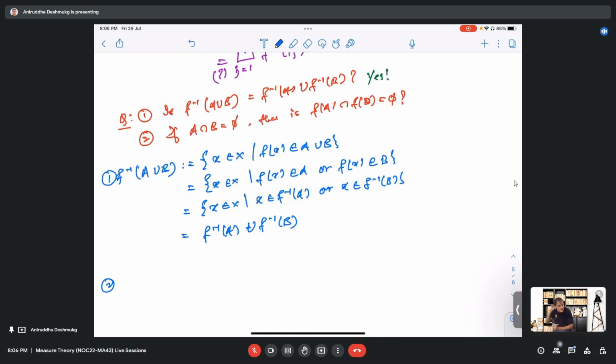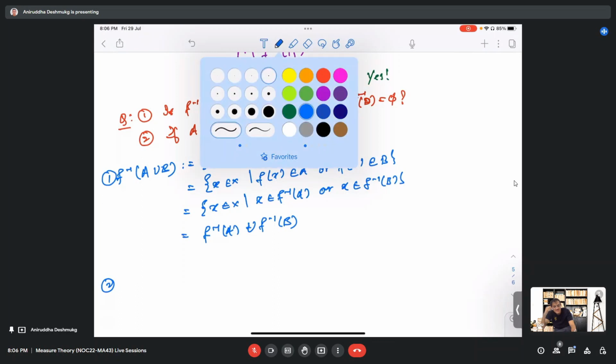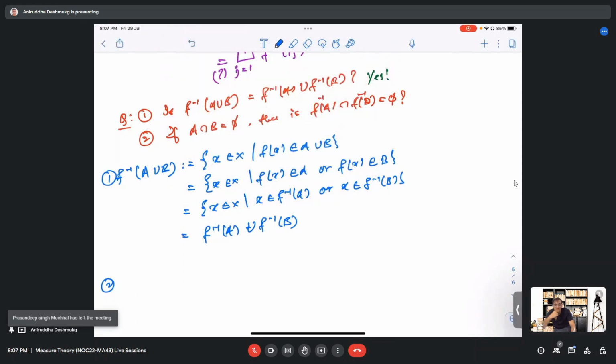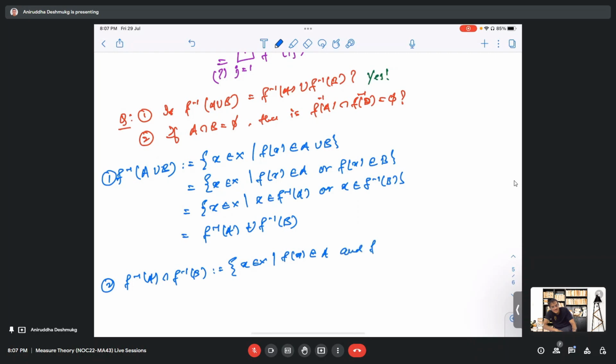Yes. So the question is, if A intersection B is empty, then whether F inverse A intersection F inverse B is also empty. Okay. Yeah. So why is it true? So first, we should write the definition. Okay, let us write the definition. F inverse A intersection F inverse B, right? What is this? It is the collection of all x such that f(x) belongs to A and f(x) belongs to B also.